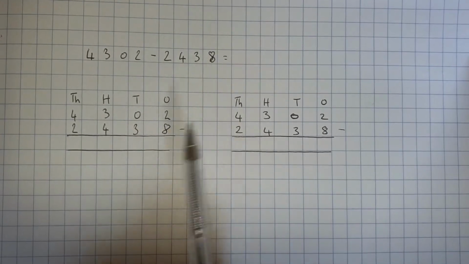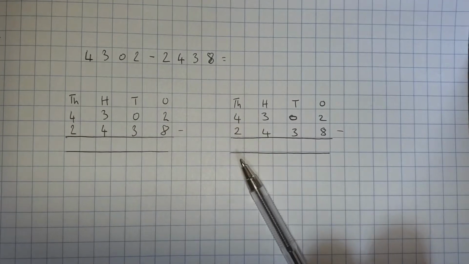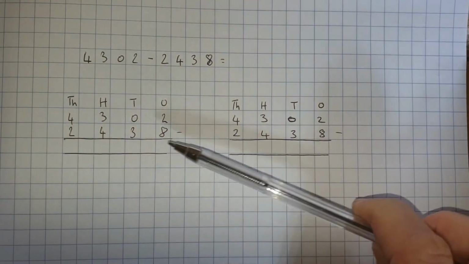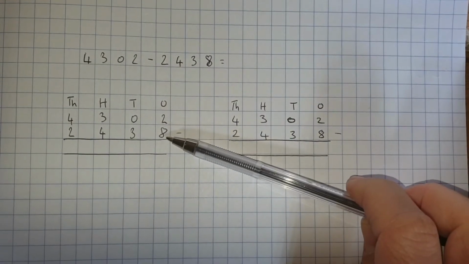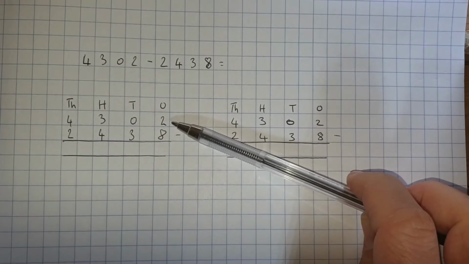So today we're looking at finding the difference between 4,302 and 2,438. So I've laid these out in columns because I'm going to show you two different ways of solving this problem.